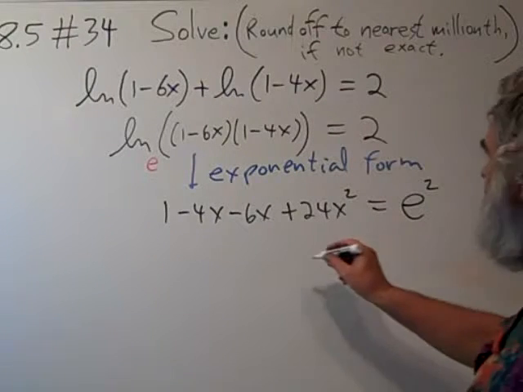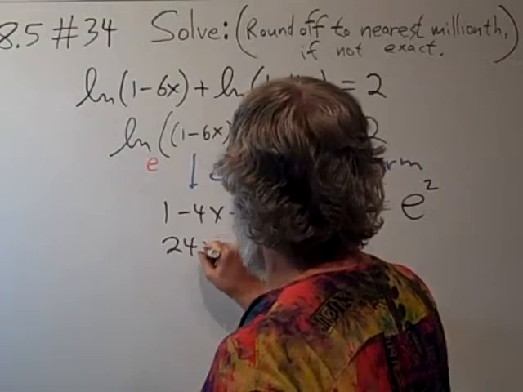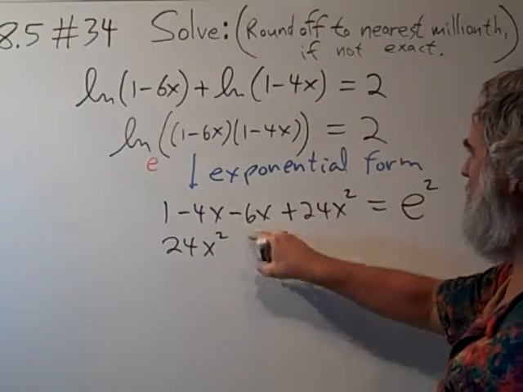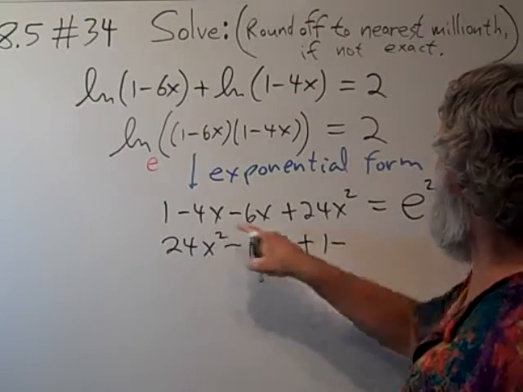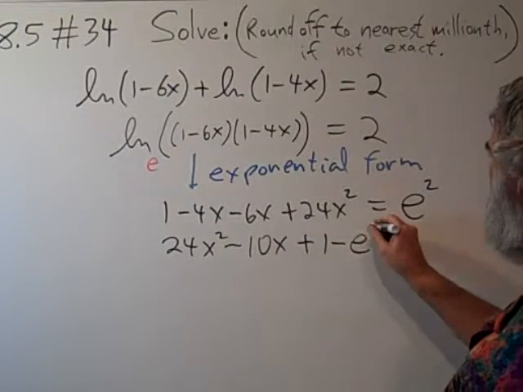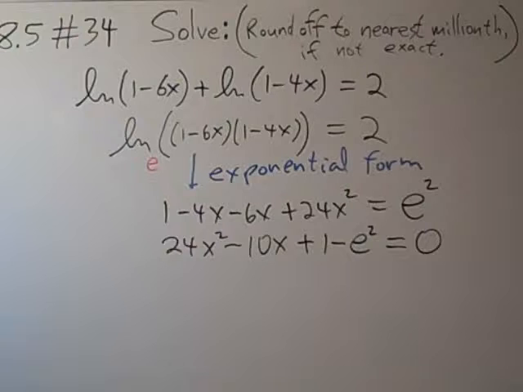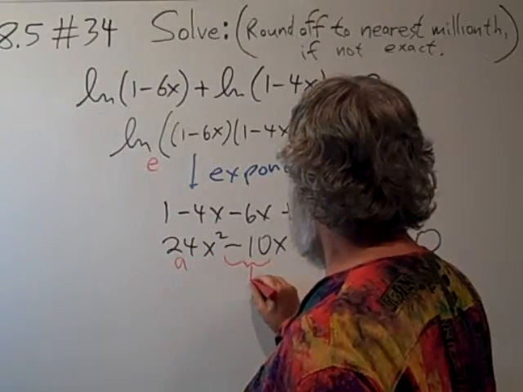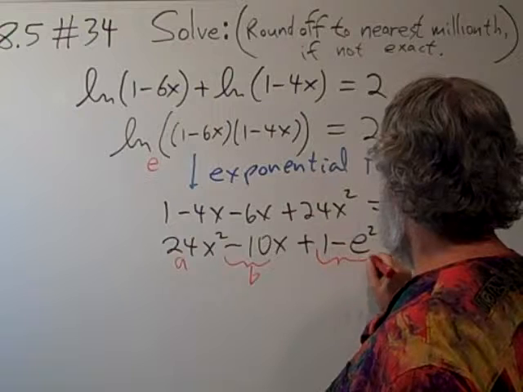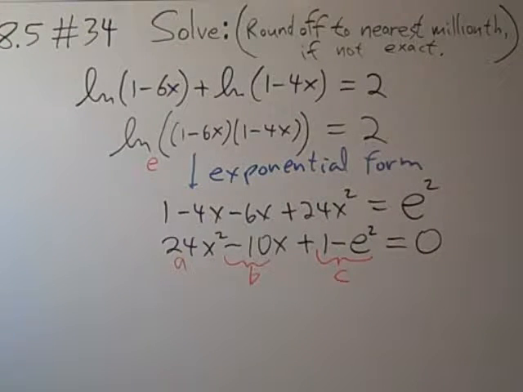Okay, let's rewrite this. We have 24x squared, and negative 4x, negative 6x is negative 10x, plus 1. Let's subtract this e squared from both sides. Now we need to apply the quadratic formula to this, where a is 24, b is negative 10, and c is equal to 1 minus e squared.